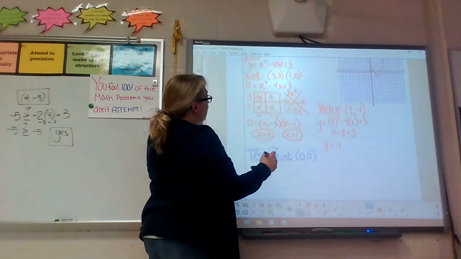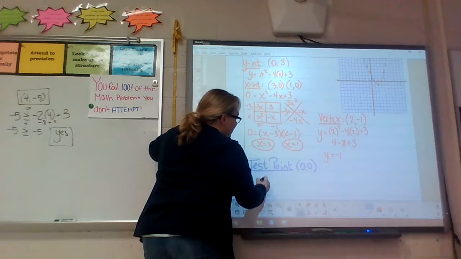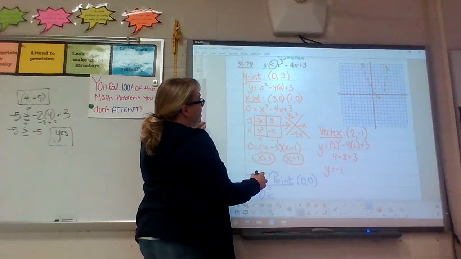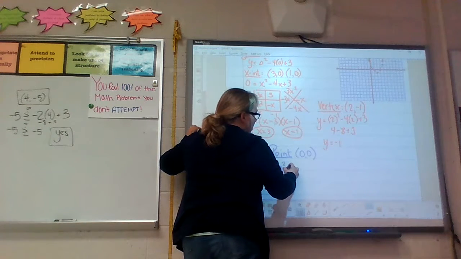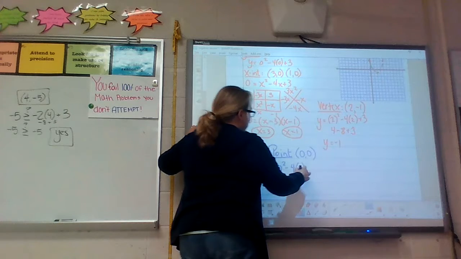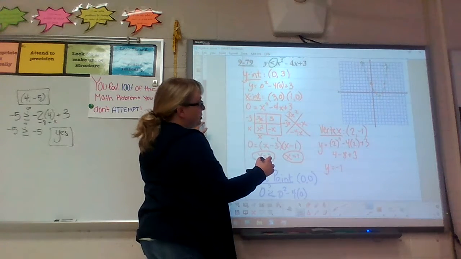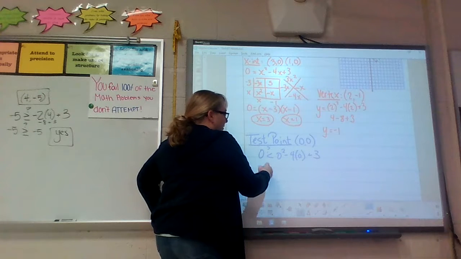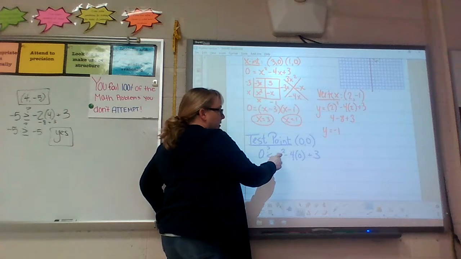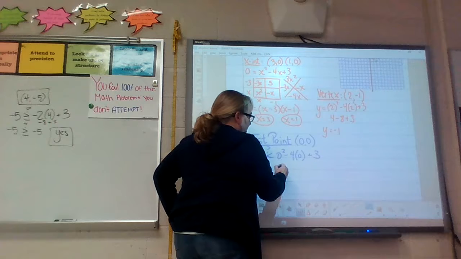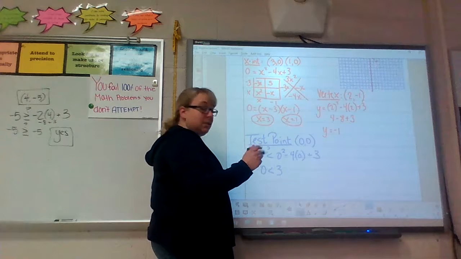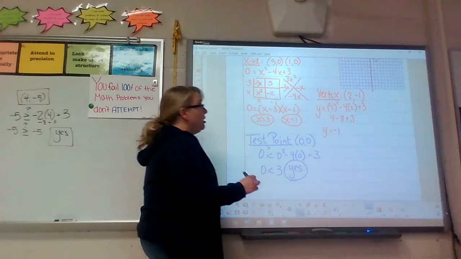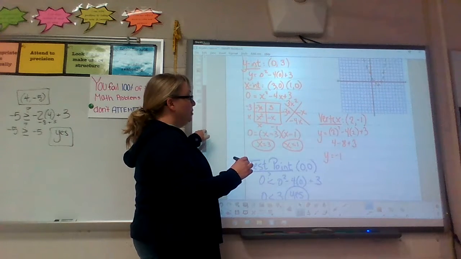I'm going to plug (0, 0) into my inequality, and I'm going to see, is 0 less than 0 squared minus 4 times 0 plus 3? When I evaluate all of this, I get 0 on the left side. 0 minus 0 plus 3. Is 0 less than 3? Yes. That means that (0, 0) is a solution.